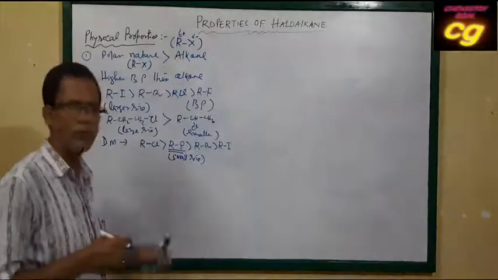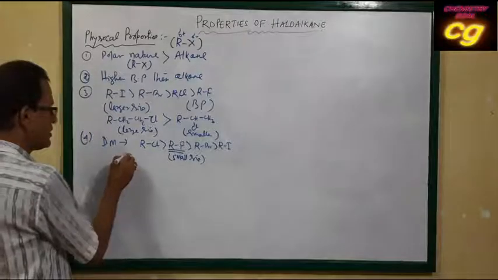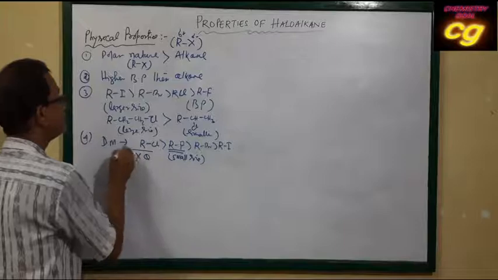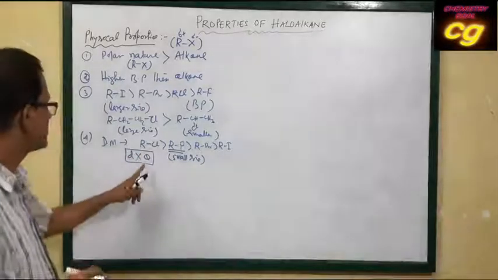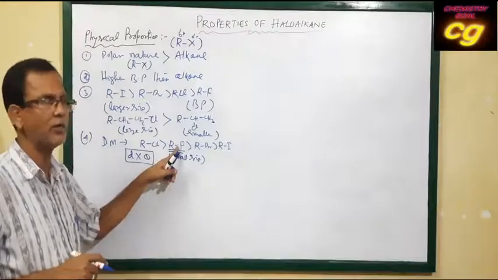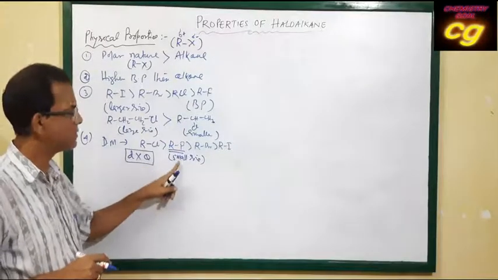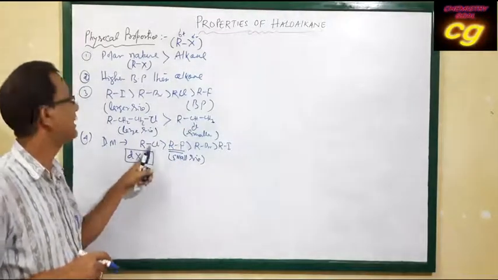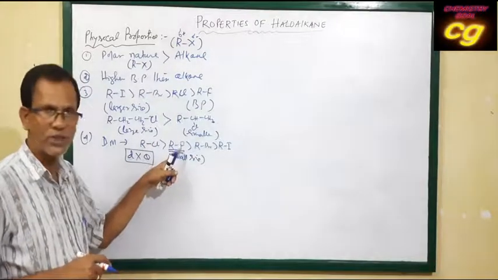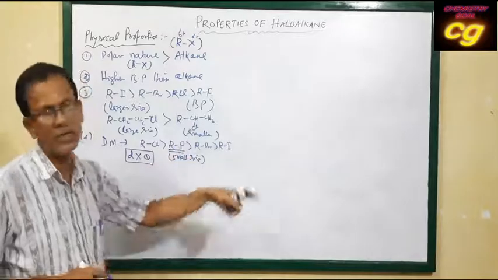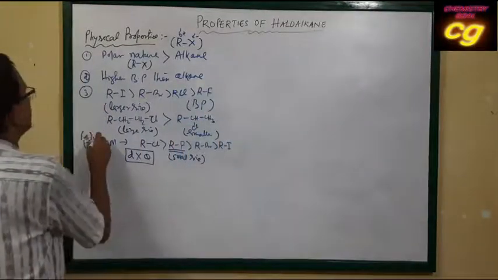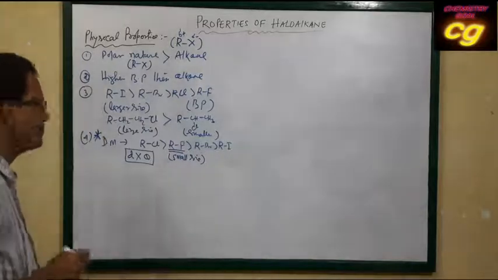The dipole moment is the product of what? Distance and charge. The product of distance and charge. The distance in the case of RF is very small, that's why it has a lower dipole moment than RCl. In other cases, due to more polarity and more electronegativity, the dipole moment is more. This is a very important exception you have to remember for your examination.